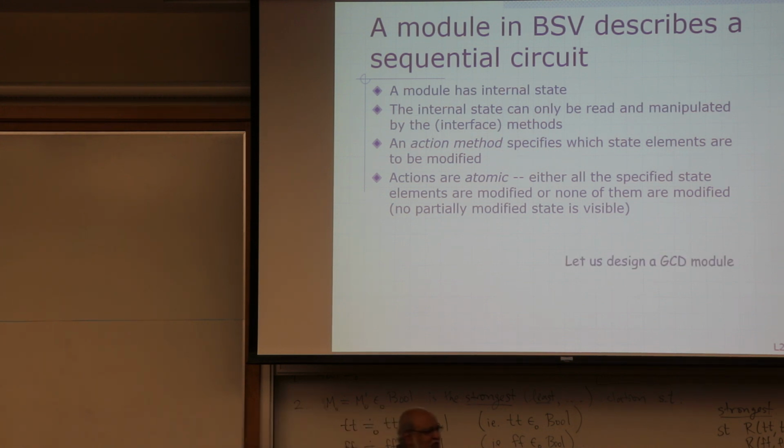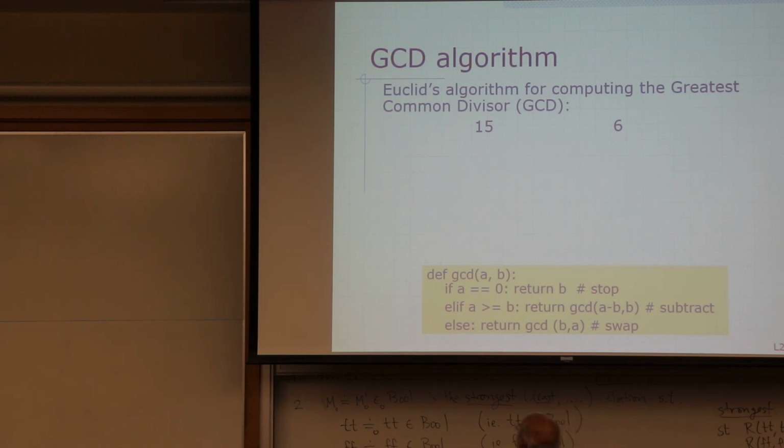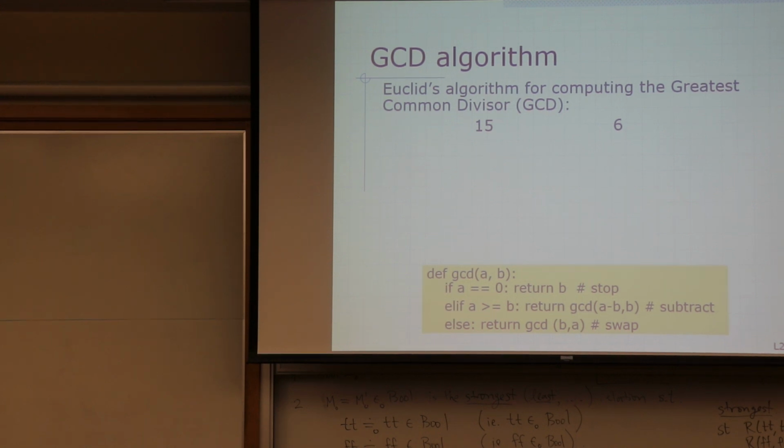All right, back to GCD. Are you ready to design GCD now? So first you have to choose an algorithm for doing GCD. I'm going to use the classic Euclid's algorithm because it doesn't involve multiplication. So let's refresh it. I'm trying to find the GCD of 15 and 6.